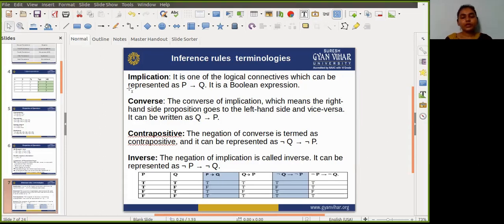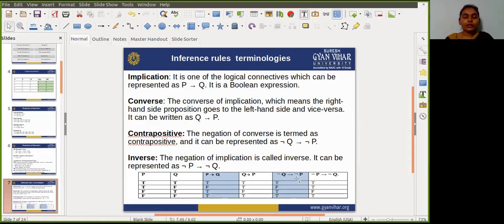For all four of these terminologies, I am showing the truth table here. I am taking two propositions, P and Q, and see, for the third column I am showing the implication. In the fourth column I am showing the converse, and the fifth column the contrapositive.